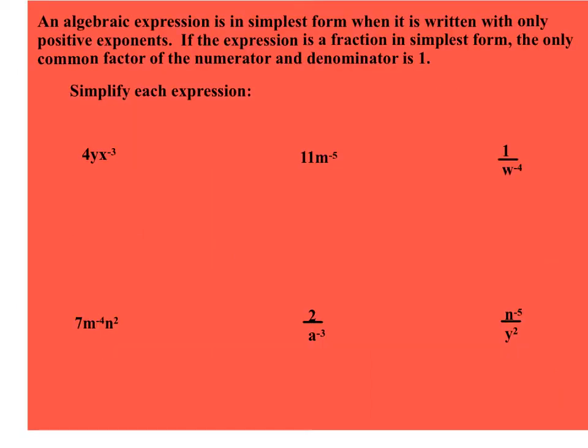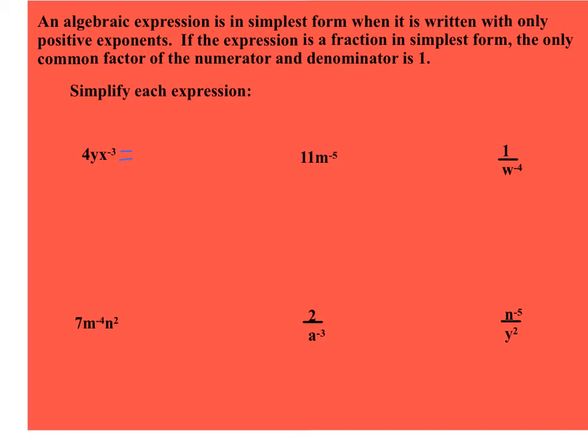Okay, read through, and it says an algebraic expression is in simplest form when it is written with only positive exponents. If the expression is a fraction in simplest form, the only common factor of the numerator and denominator is 1. That's just regular simplifying fractions. But right here, we're reminded that everything has to have a positive exponent. So if there's a negative exponent, you need to simplify it. And the way we simplify it is by moving it to the denominator, or its reciprocal.